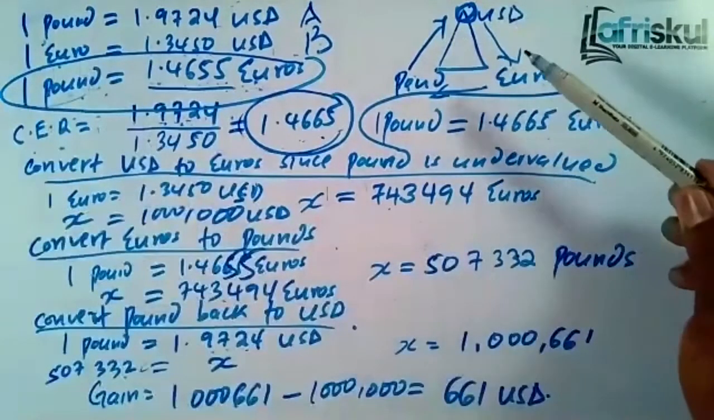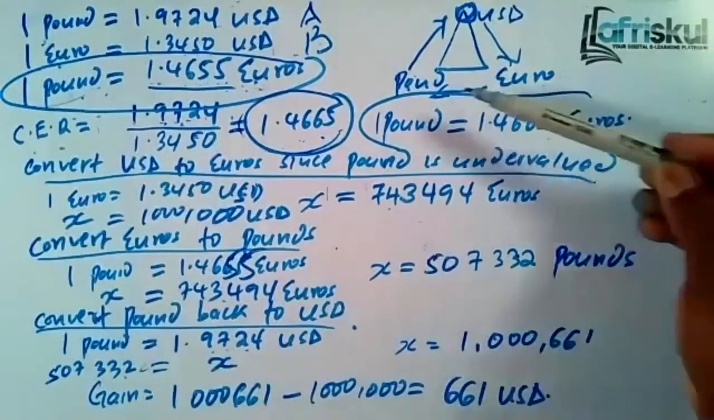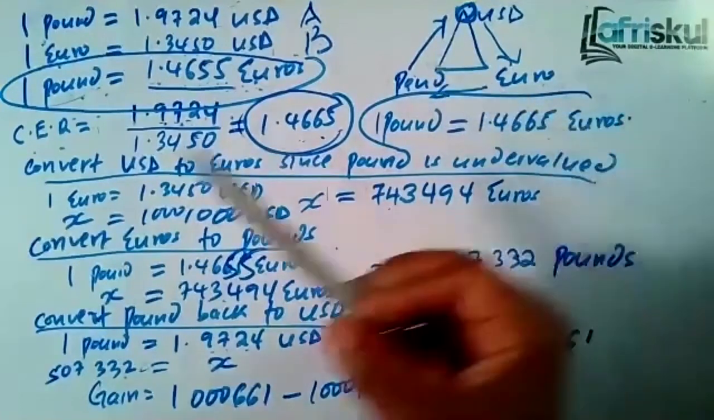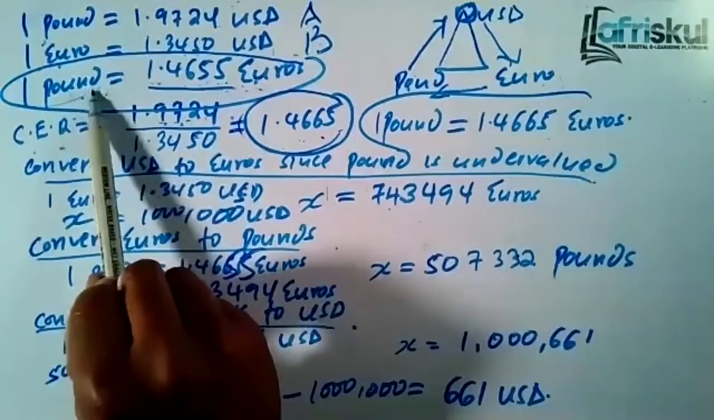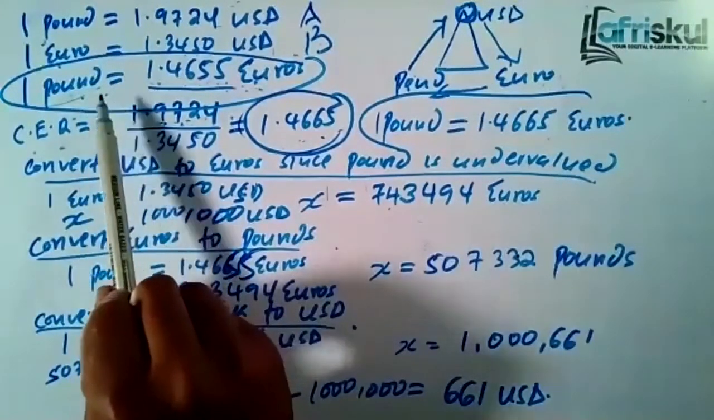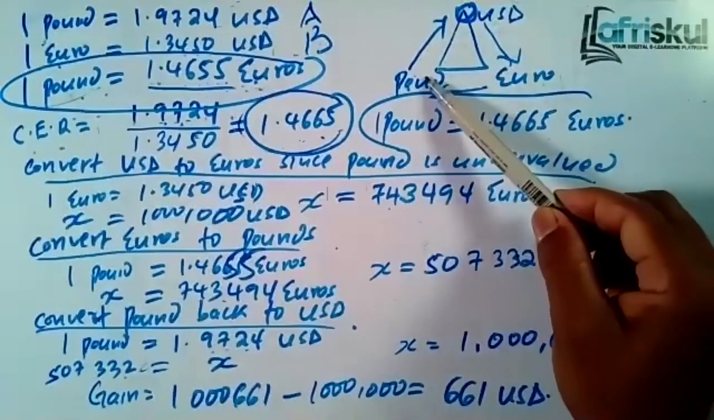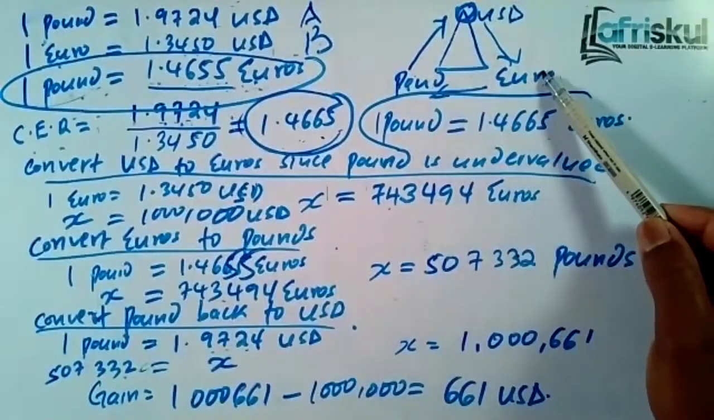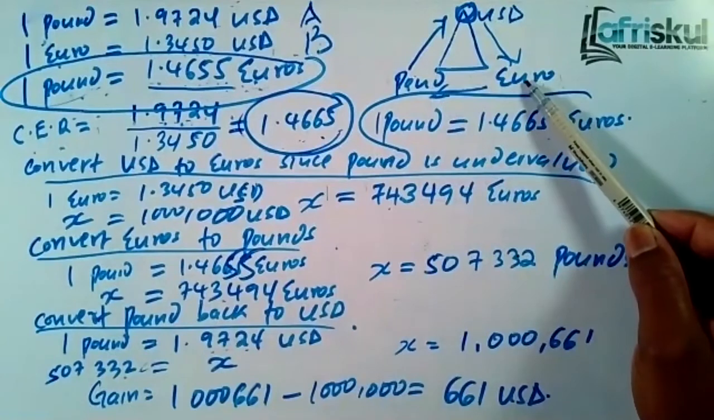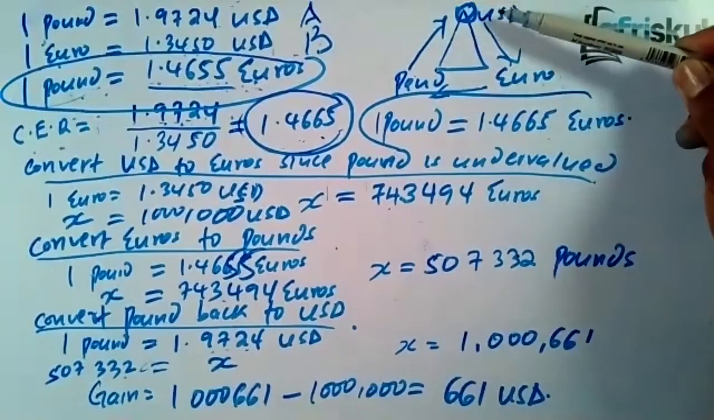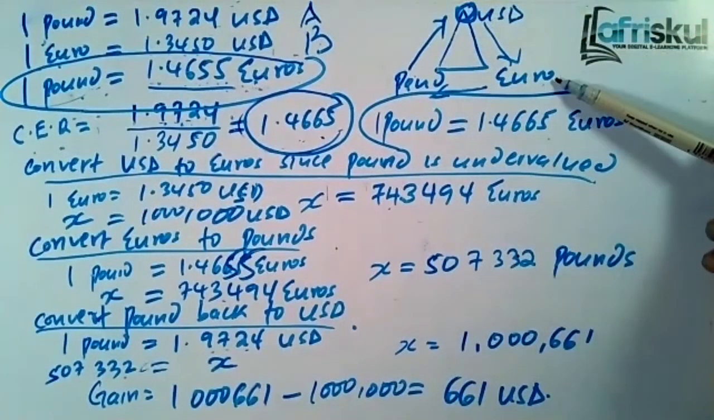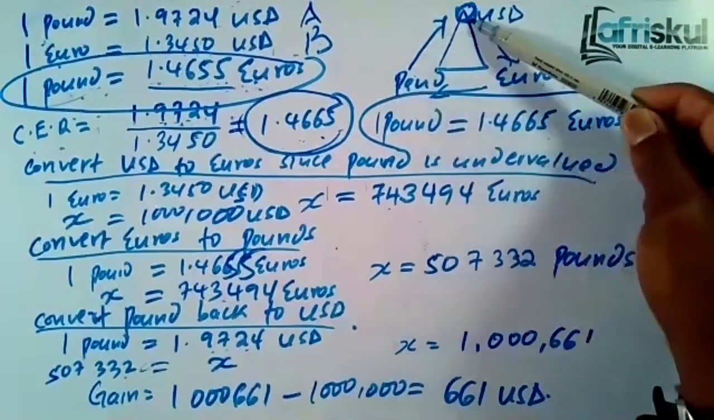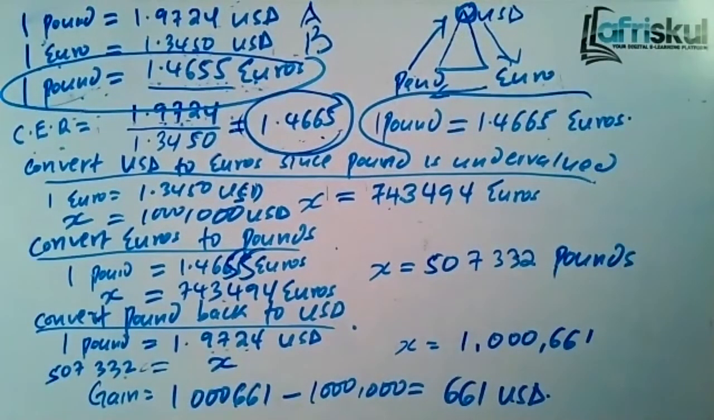Remember, you have three currencies: US dollars, euros, pound. And you have seen that the pound in this case has been undervalued. That means if the pound has been undervalued, euros have been overvalued. It is the vice versa. So you take US dollars to the overvalued currency, then you take them to pound, then back to US dollars.